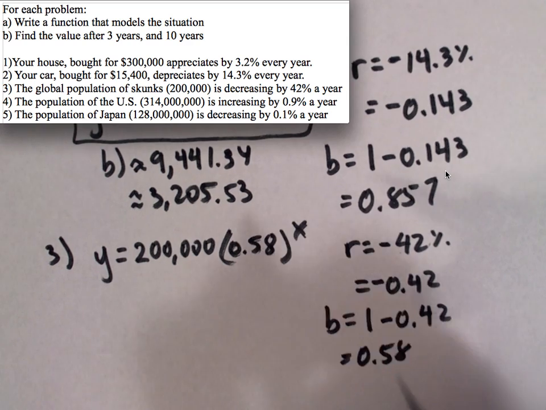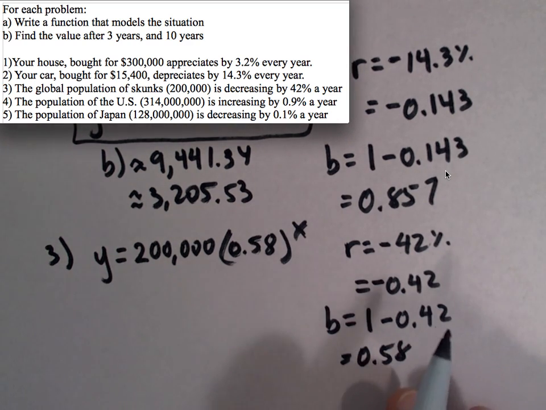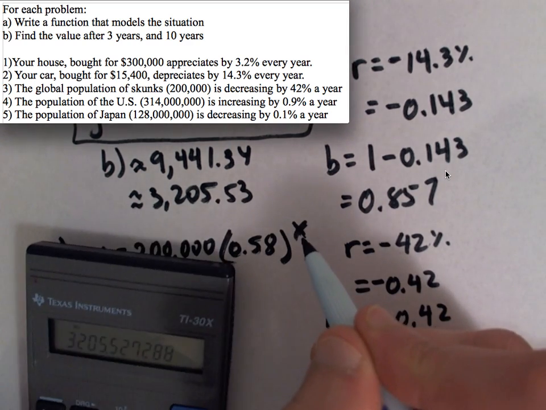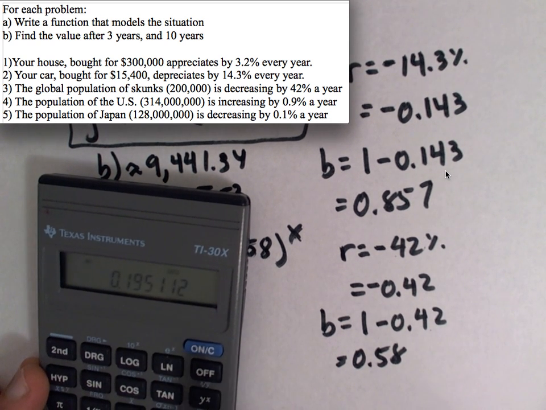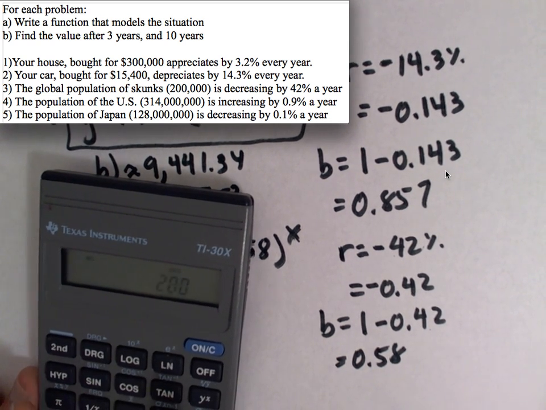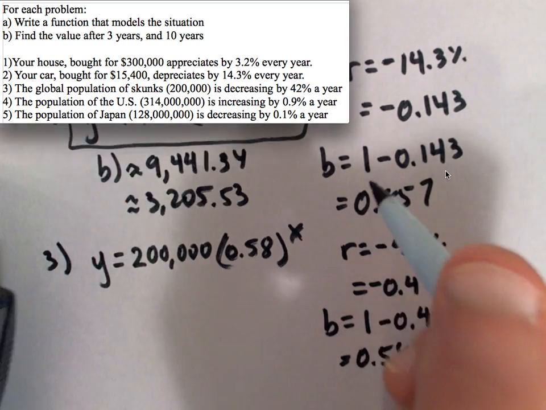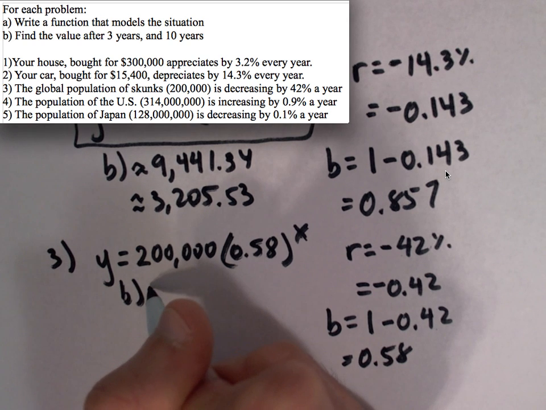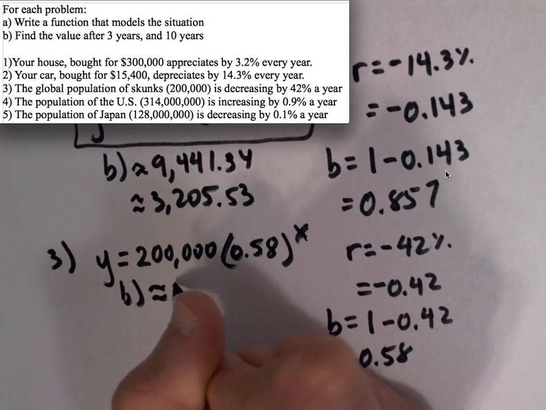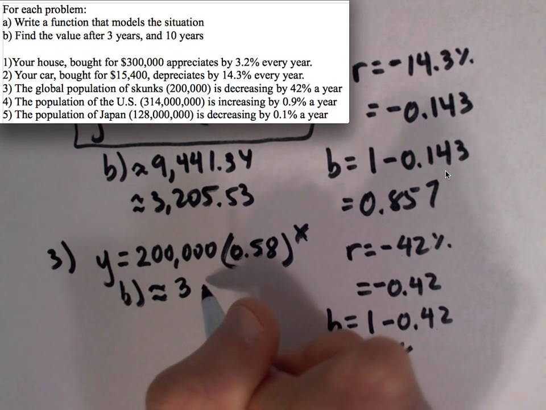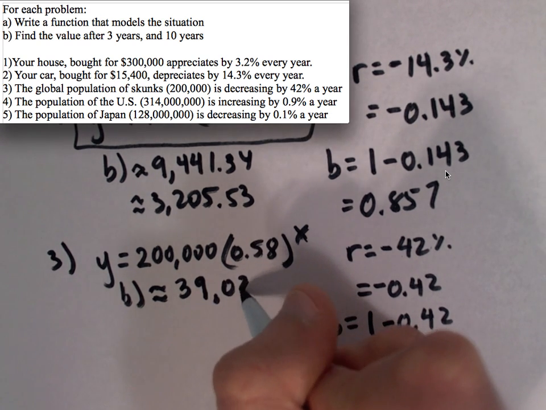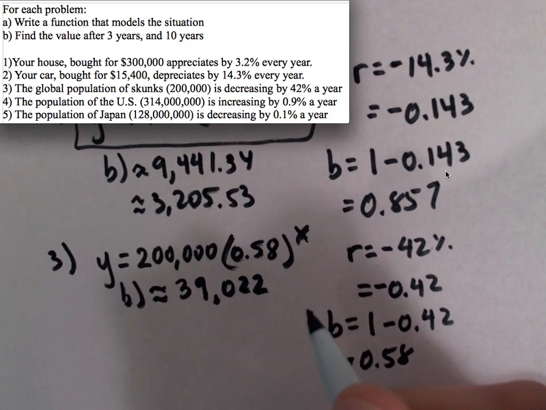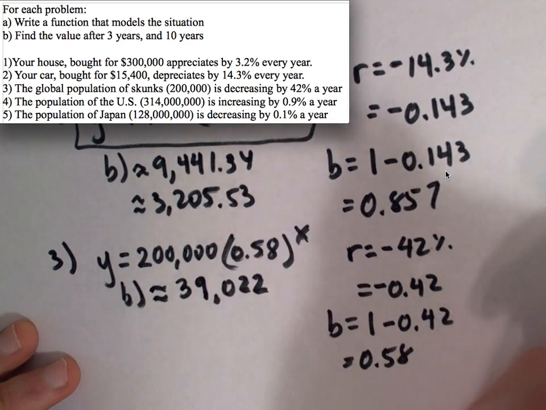0.58 to the x. Okay, and let's calculate after 3 years, so put x equals 3 here, so 0.58 to the third power. Multiply that by the initial population of 200,000. There it is. So you have approximately, part B, we'll round this because you can't have fractions of a skunk, 39,022 skunks left over. 39,022 skunks.